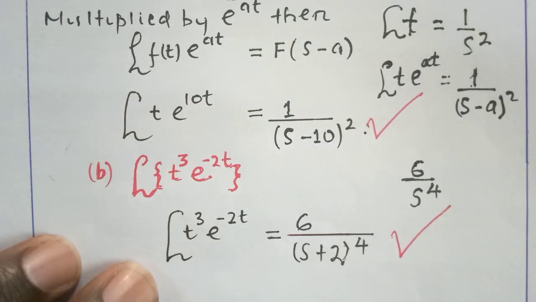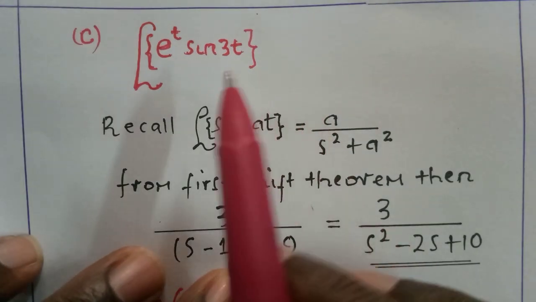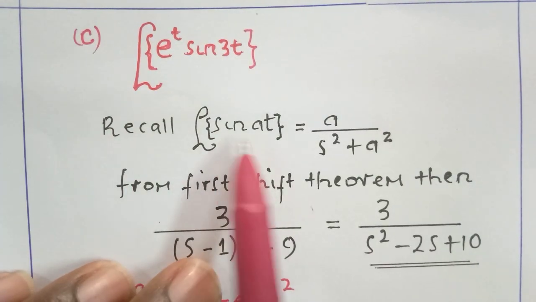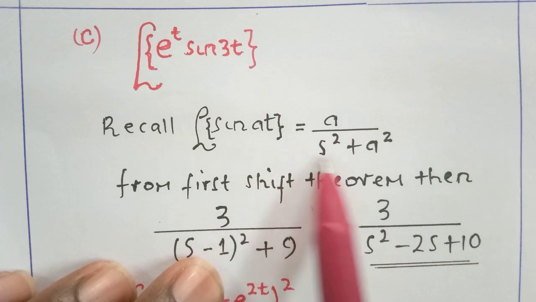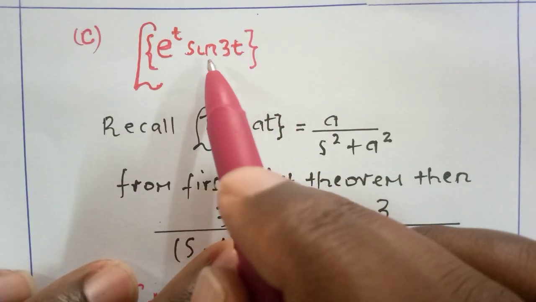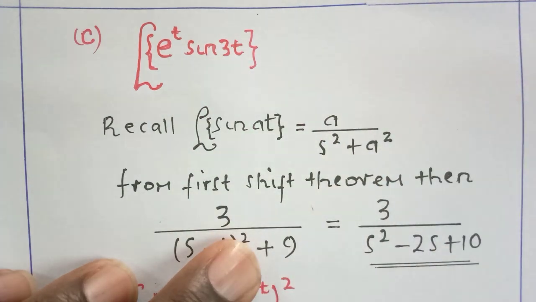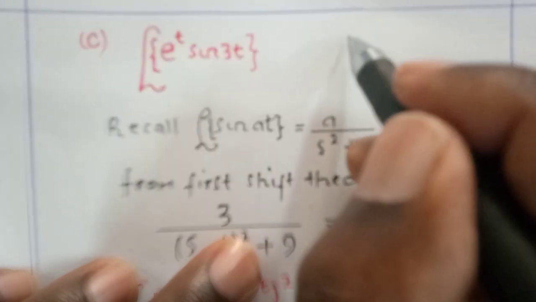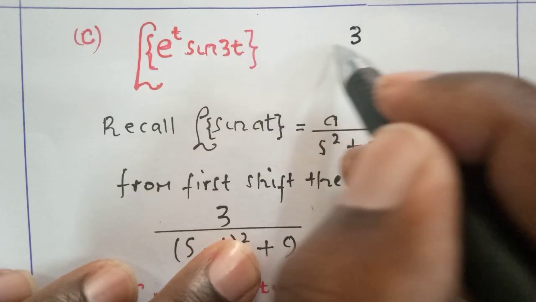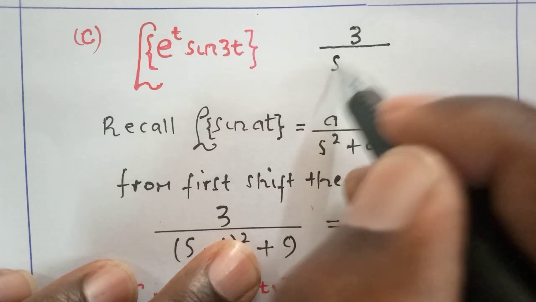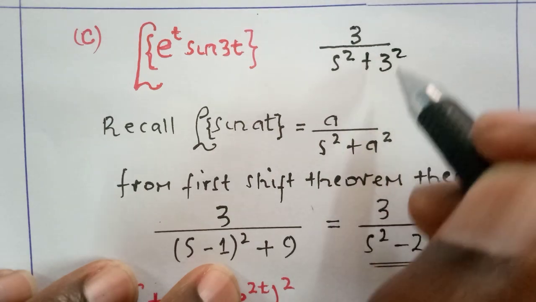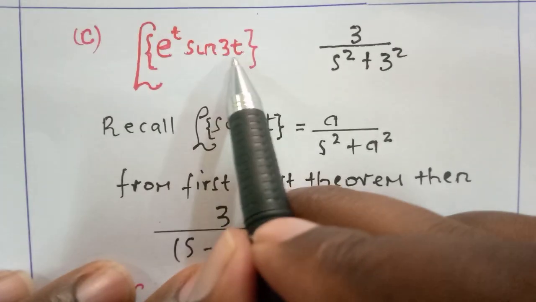We continue. We have this other equation, and we want to find the Laplace transform. Before we do that, we recall sine at. Now, guys, we still do the same. For sine at, or sine 3t, the Laplace transform of sine 3t will be 3 all over s squared plus 3 squared. That is for sine 3t.